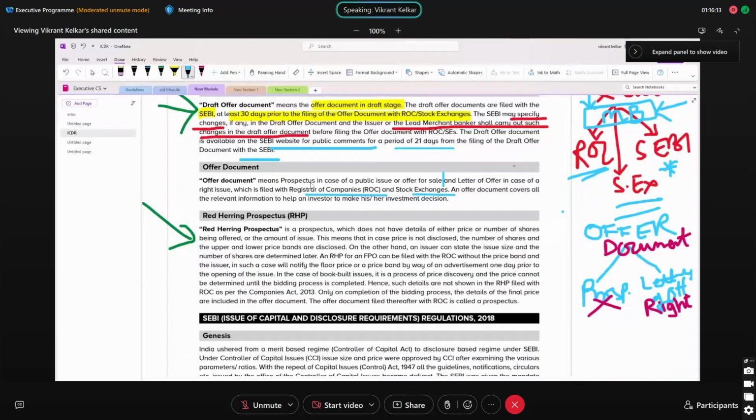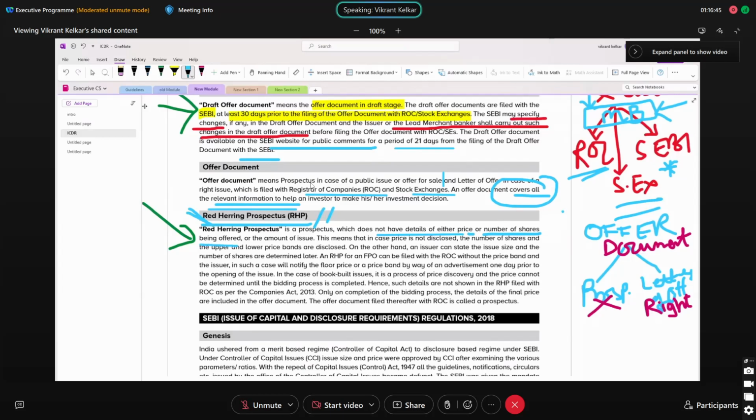Have you got the point? And the offer document reveals all the relevant information. Now, this is the point of distinction between offer document and red herring. What is the word here? All the documents, all the relevant information. It means there is a certain phase in this process where we are going to have a red herring prospectus. What is a red herring prospectus? The prospectus which does not have all the details regarding the price as well as the number of shares being offered.